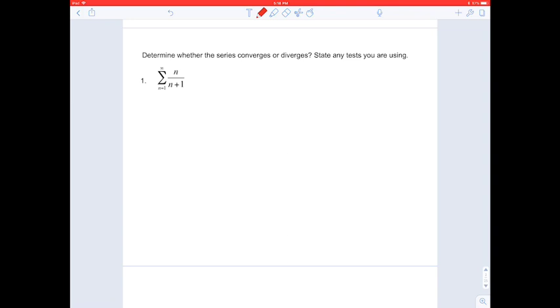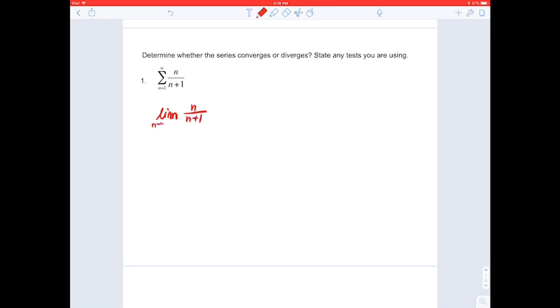Let's see. Determine whether the series converges or diverges. State any test you are using. The summation from 1 to infinity of n over n plus 1. I will try to use the test for divergence first.